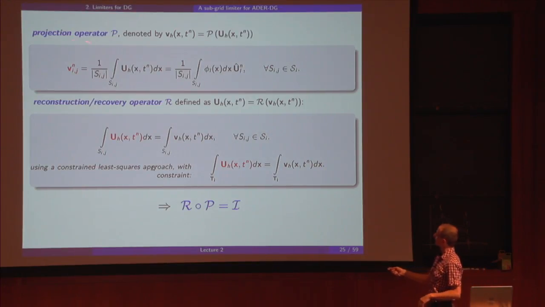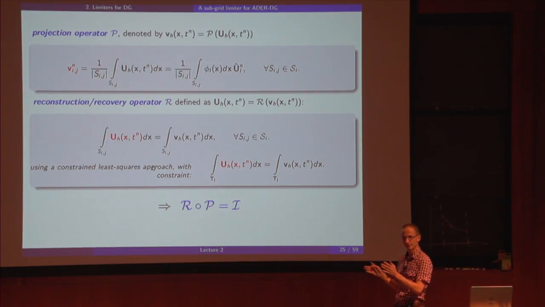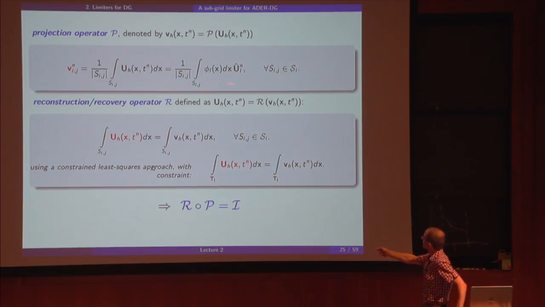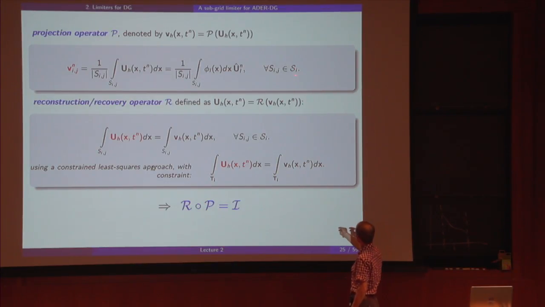I need this projector operator because I want to go from the big grid, the main grid of the DG polynomial, to the subgrid where cell averages are defined. So this projection from U to V, where V are just cell averages on the subgrid, is done by simple L2 projection, which means that I have to compute these integrals over each of the subcells of the subgrid. So cell I has produced a subgrid, and there is a J cell. The J indexes the subcells.